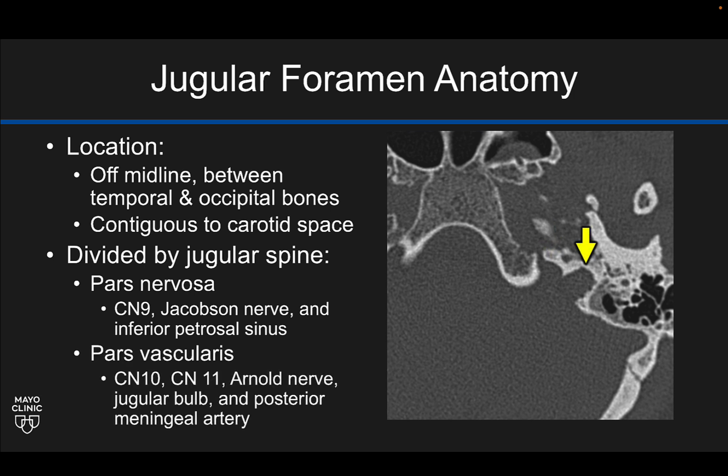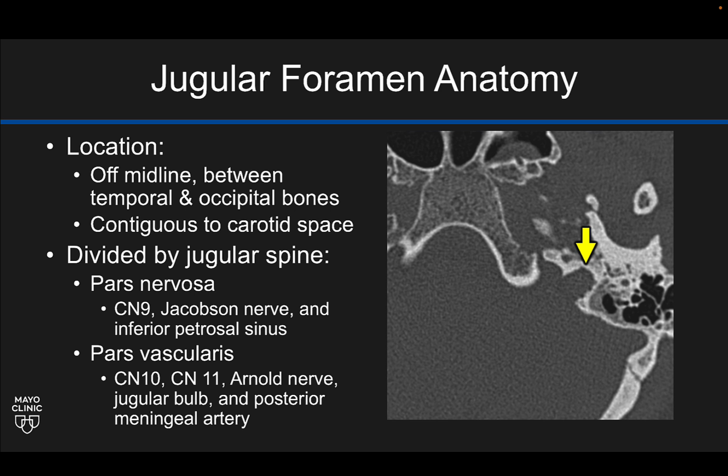And then sitting lateral to that, lateral to the jugular spine, we have our pars vascularis. That contains cranial nerves 10 and 11 as well as the Arnold nerve. Importantly, the superior jugular bulb, so that's the big venous structure that we always associate with the jugular foramen, as well as the posterior meningeal artery. Now, is it that important for you as a radiologist to be able to differentiate, this originates from the pars nervosa or pars vascularis? Probably most of the time, no, it doesn't really matter that much, but it does help you to sort of compartmentalize things and understand these structures better.